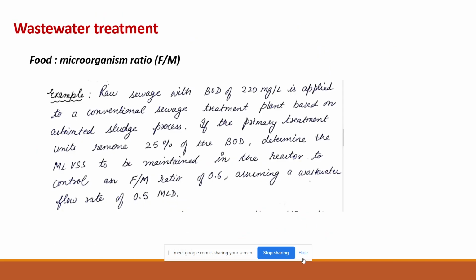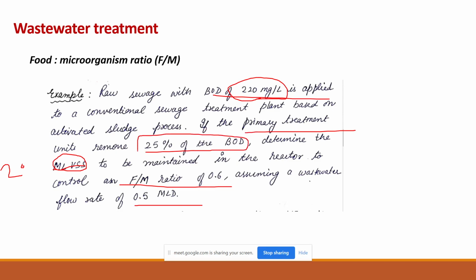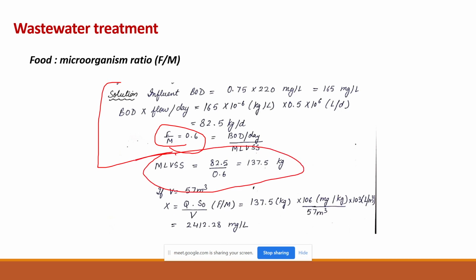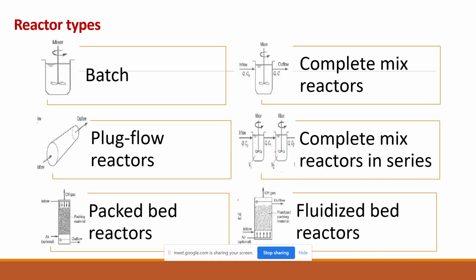Similarly, we solved another example where the BOD was provided as 220 mg per liter in the raw sewage, and we had to calculate the MLVSS to be maintained in the secondary reactor if the F by M ratio is 0.6. Again, the flow rate is provided, and it is stated that primary treatment removes 25% of the BOD. So if 25% is removed, 75% is left. So we calculated the BOD in kg per day, and using this 0.6 we simply calculated MLVSS. After calculating MLVSS, we divided it by the volume and we got the concentration, right?